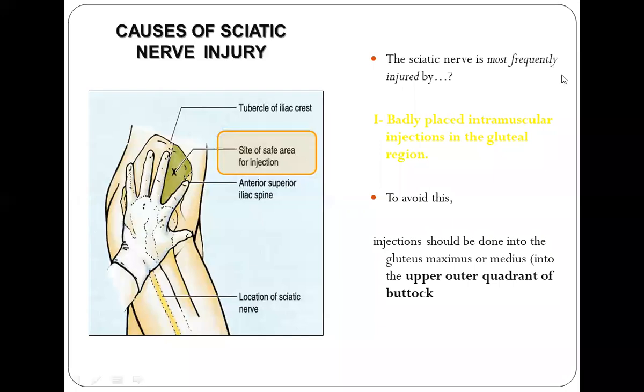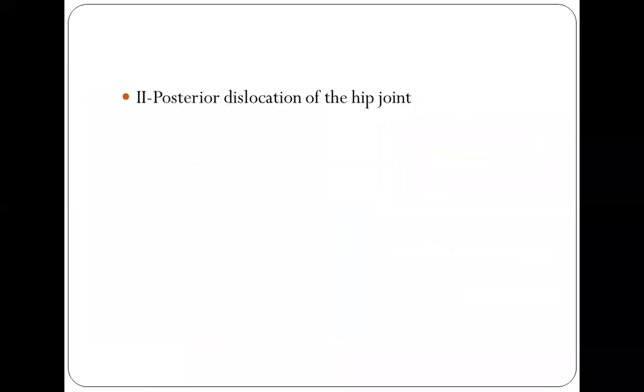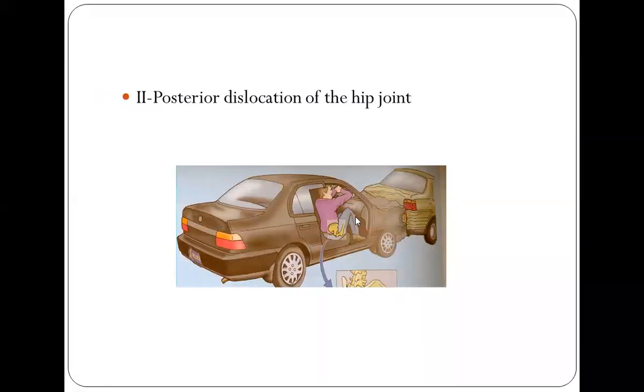Another cause of sciatic nerve injury is road traffic accidents, if there is posterior dislocation of the hip. During a road traffic accident, if the knee is getting an impact from anteriorly, this force will be directed up to the hip joint and it will cause posterior dislocation of the hip, which will cause injury to the sciatic nerve in the gluteal region. Now, if sciatic nerve is injured in the gluteal region, it has a widespread motor and sensory effect.